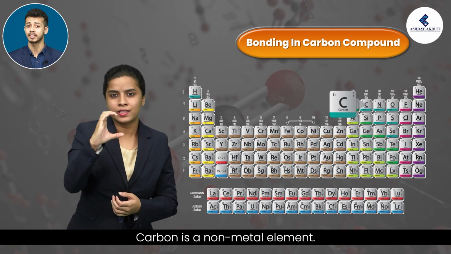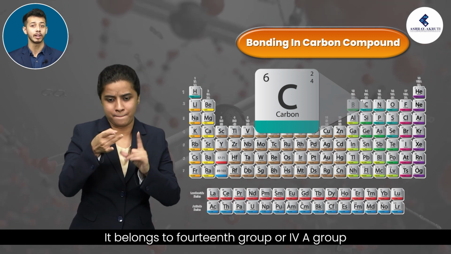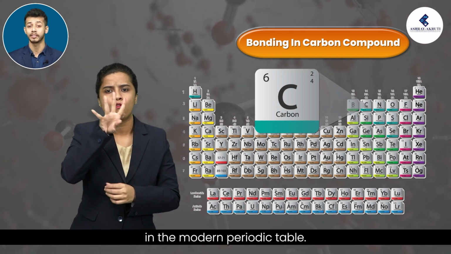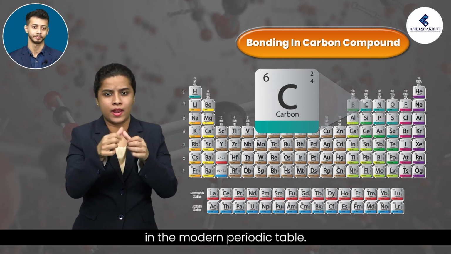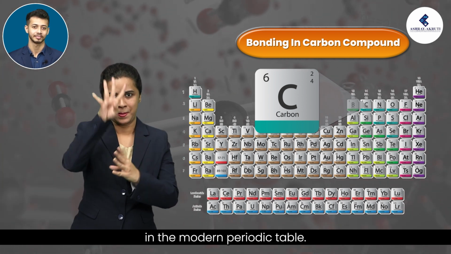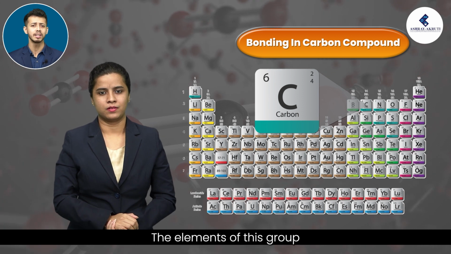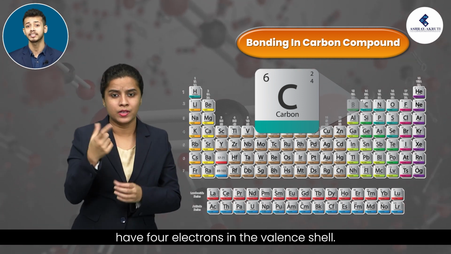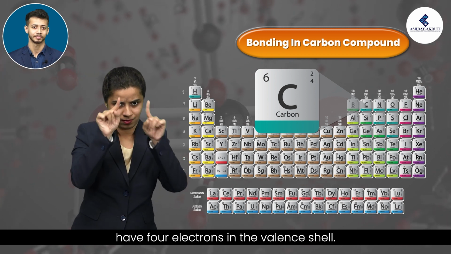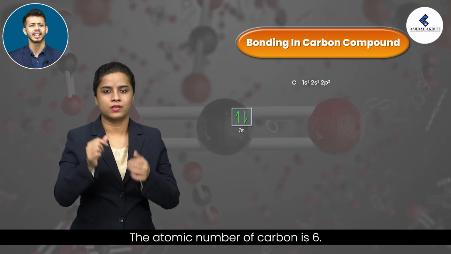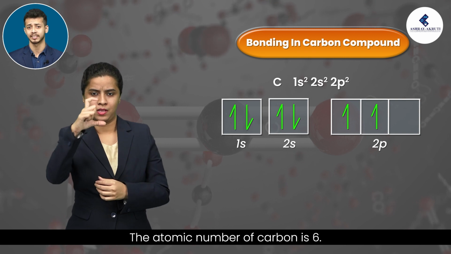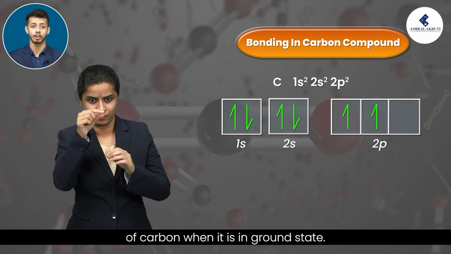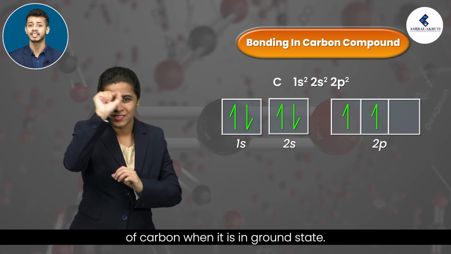Carbon is a non-metal element. It belongs to 14th group or 4A group in the modern periodic table. The elements of this group have 4 electrons in the valence shell. The atomic number of carbon is 6. This is the electronic configuration of carbon when it is in ground state.